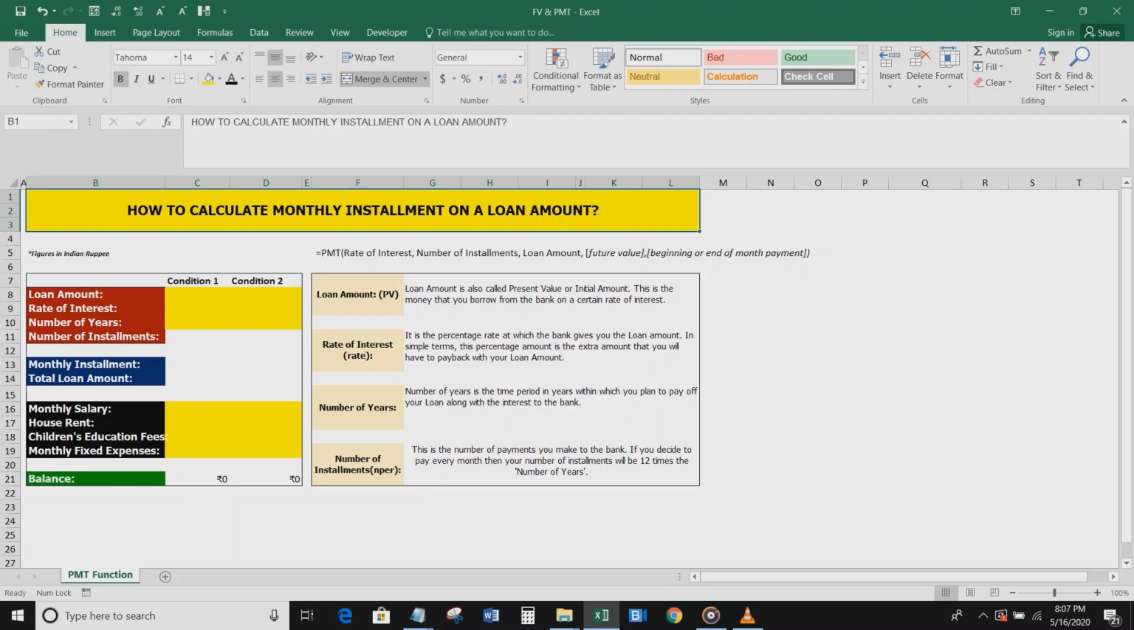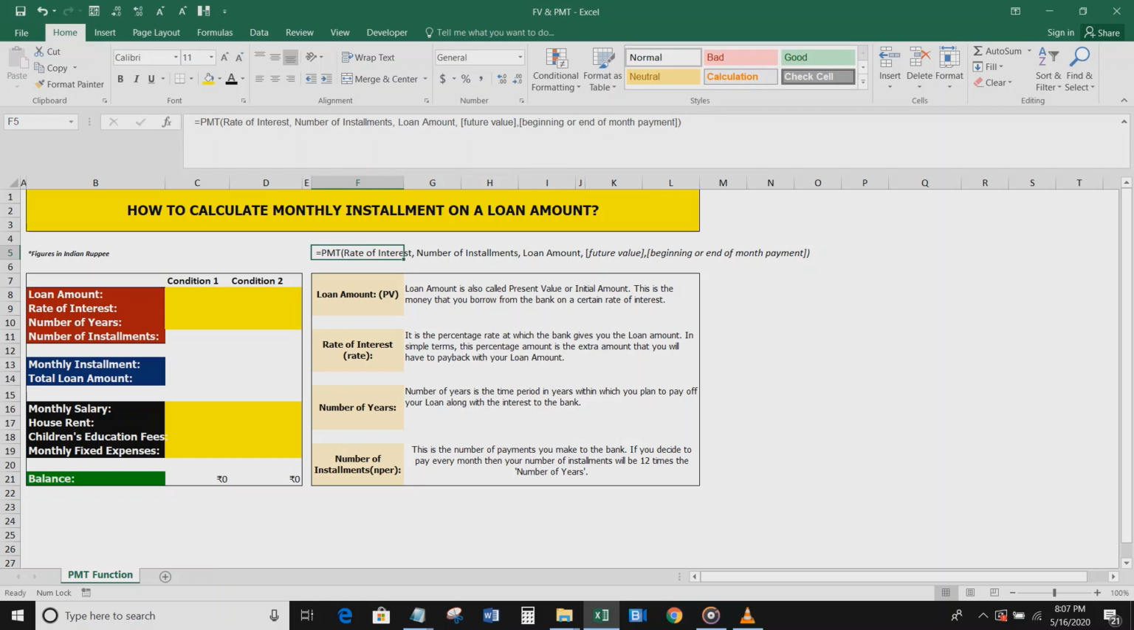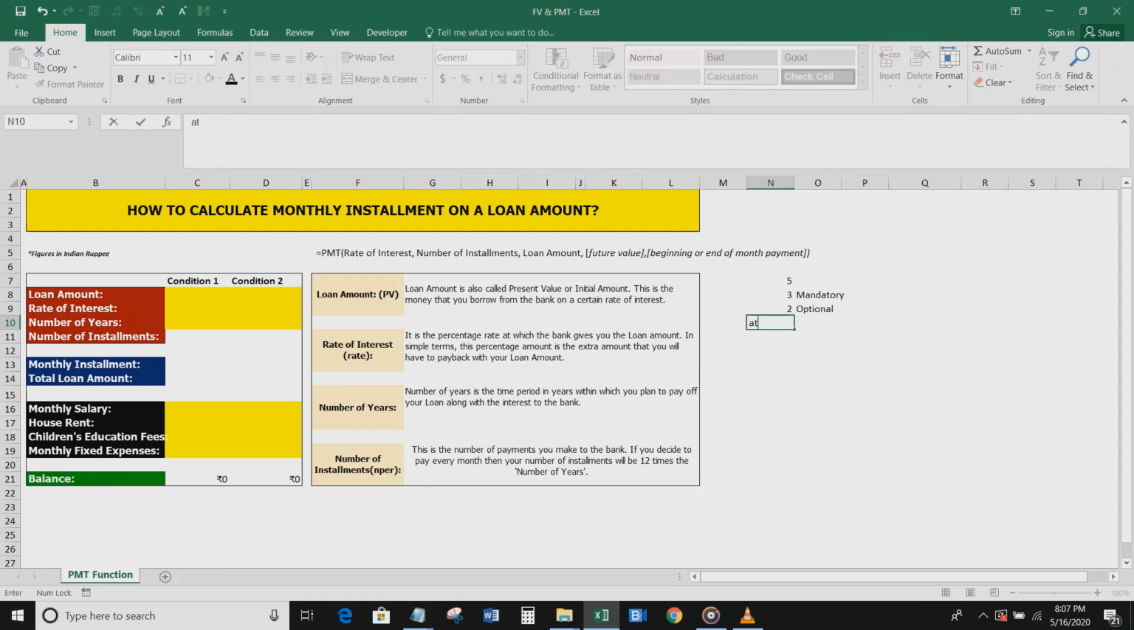The good news is there is a PMT function in Excel that helps us to calculate the monthly installments we would have to make to clear the loan. Let's understand the arguments of this function before we look at an example. PMT function requires 5 arguments. And out of these 5 arguments, 3 are mandatory while 2 are optional arguments. That is, we are not required to provide any variable in those 2 arguments.